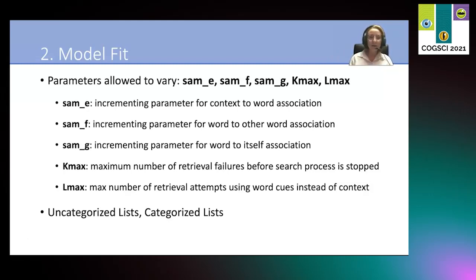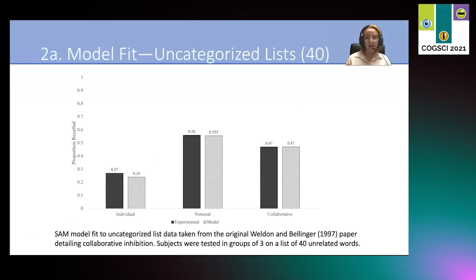The first 3 parameters here have to do with learning during recall. So these are parameters that affect the incrementing associations in the context and word association vectors or matrices. And then the last 2 parameters are these various stopping parameters within the model. So this controls how long the model goes until it gives up searching and moves on to the next phase of recall. And then we're going to be looking at the model patterns for uncategorized list data and categorized list data for collaborative recall.